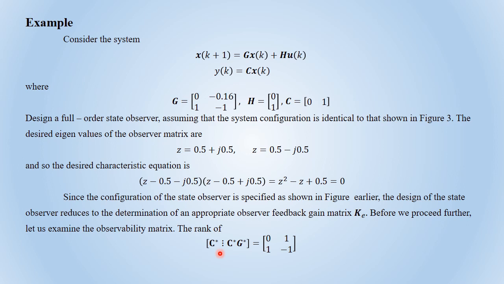So observability matrix is C transpose, G transpose C transpose. That is coming out to be 0, 1, 1, minus 1. That is, the determinant is equal to minus 1. So the system is observable, and we can go for the design of the observer. And we have already seen the system is controllable as well. So we can proceed.